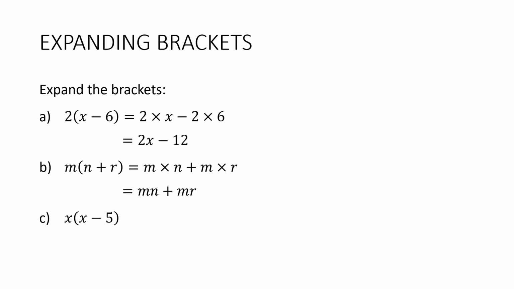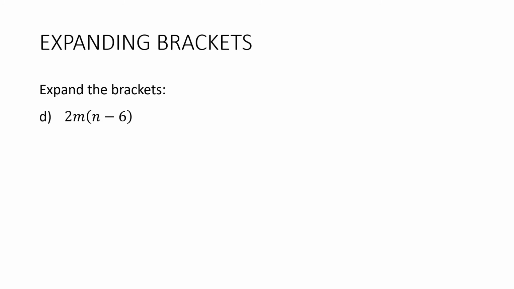How about this one? X, and then in brackets x minus 5. So it's going to be x times x. Take away x times 5. How do we write x times x? As x squared. And how do we write x times 5? As 5x.